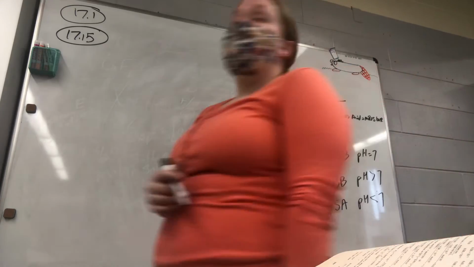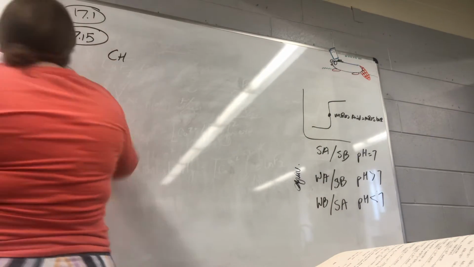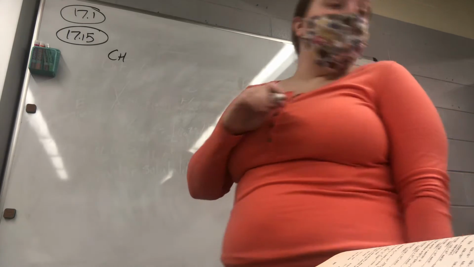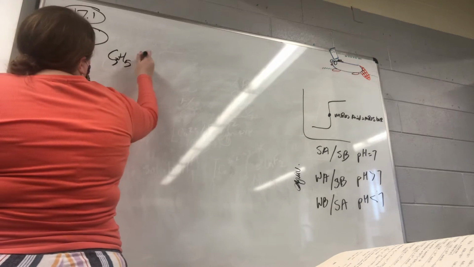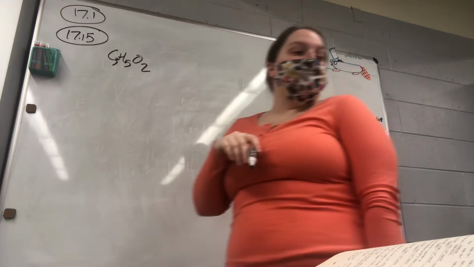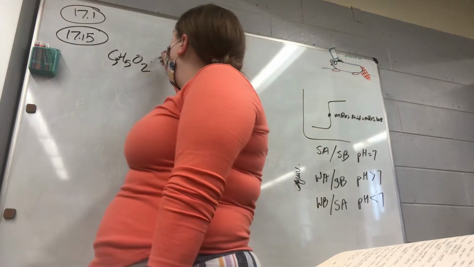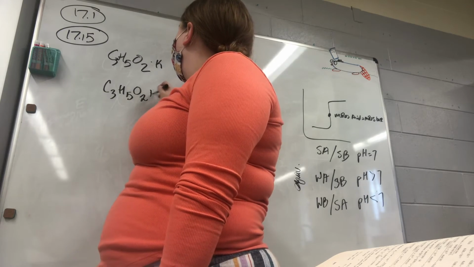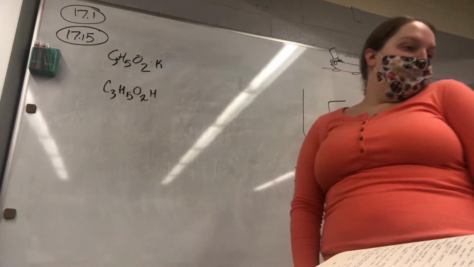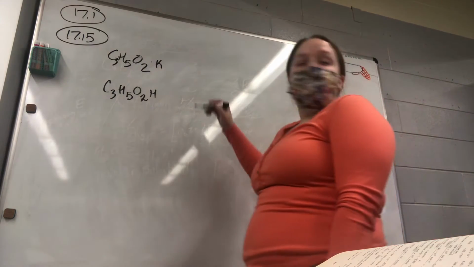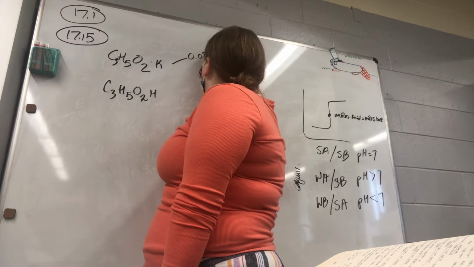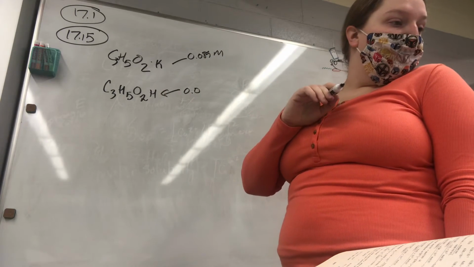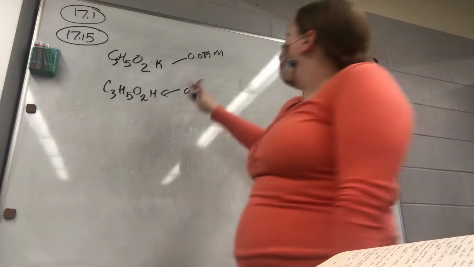Those two things, C3H5O2. So this is the sodium propionate, or potassium propionate, sorry. And then the acid form puts an H on the end. This one is 0.085 molar. And this one is 0.0, oops, I lied.